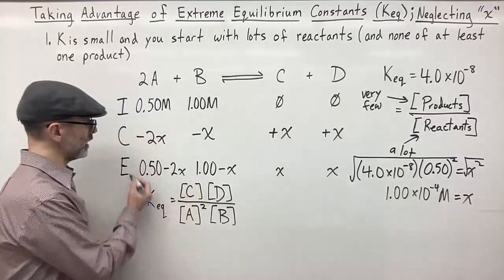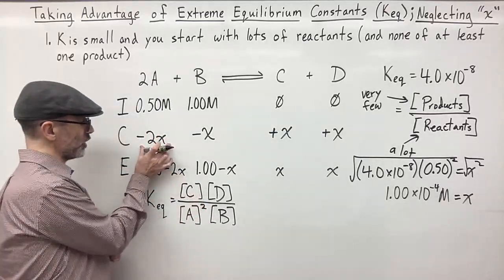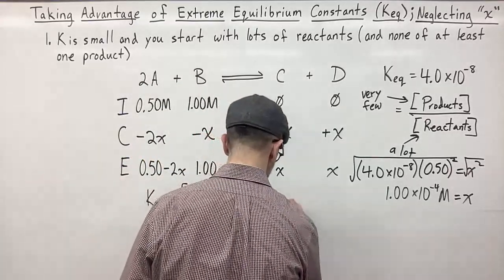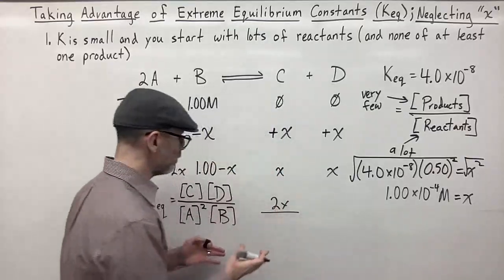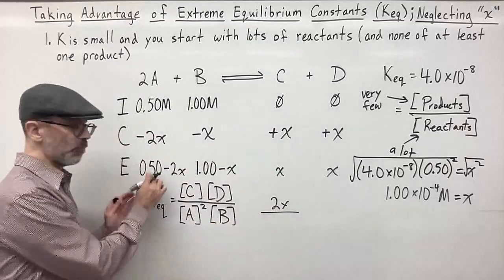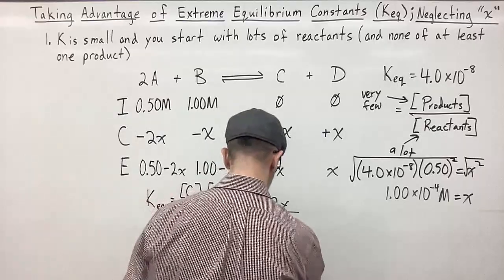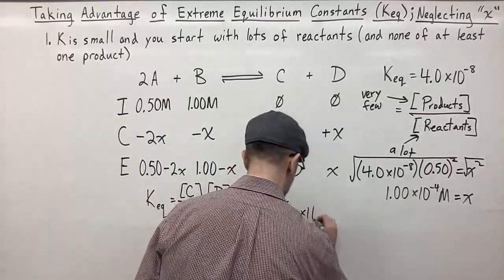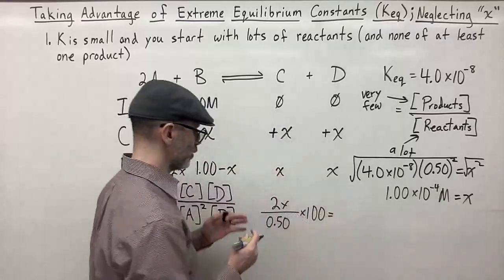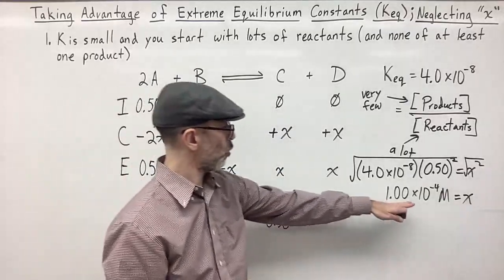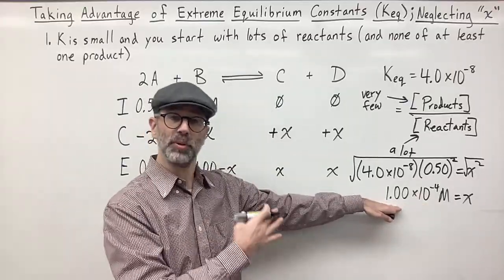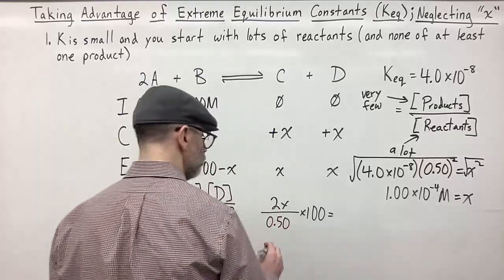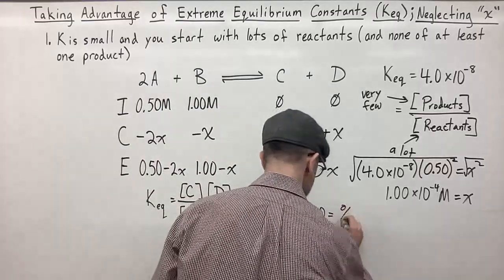Since I'm using this one, the change is the 2x here. So I'm going to take the 2x and divide it by the original concentration, which is 0.50, and multiply that by 100, and I'll get my percentage. The x here is what we calculated it to be, so we plug that in as well, and that's going to give us the percentage.